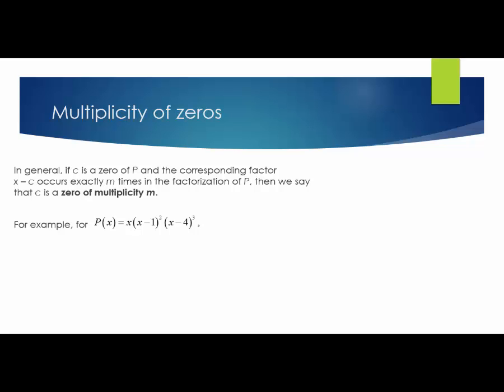So, for example, let's take the function p of x is x times (x minus 1) squared times (x minus 4) cubed. 0 is a 0 of multiplicity 1. It would come from this factor, which appears only once. In contrast, 1, which is the 0 that comes from this factor, appears twice. This factor appears twice, so it has multiplicity 2. And finally, 4 is a 0 that comes from this factor, which appears 3 times, so 4 has a multiplicity of 3.